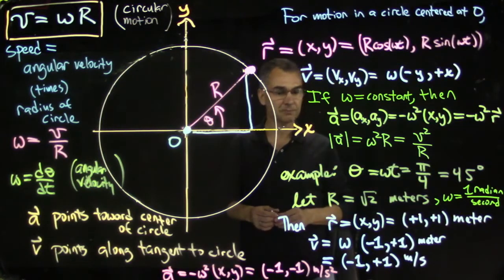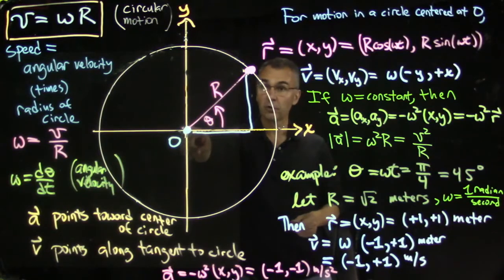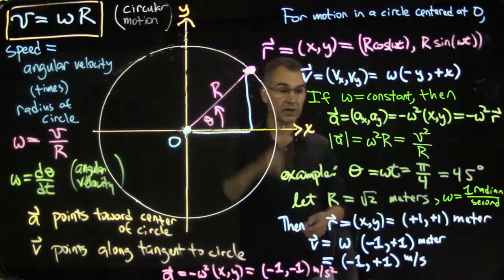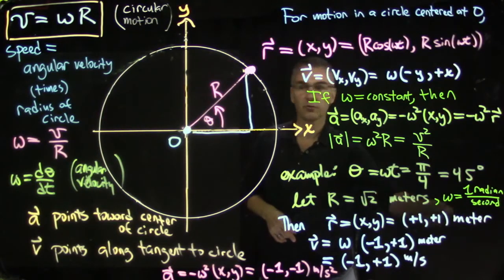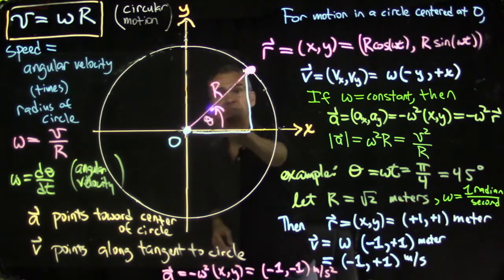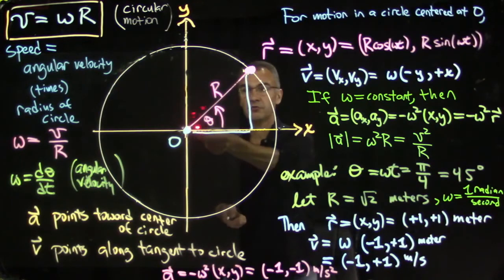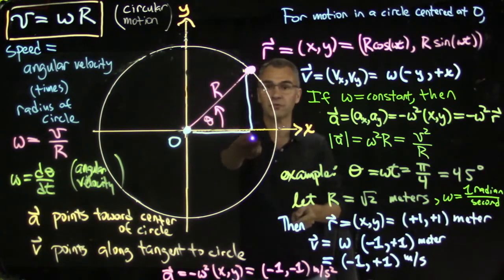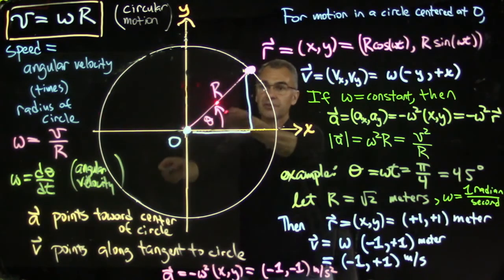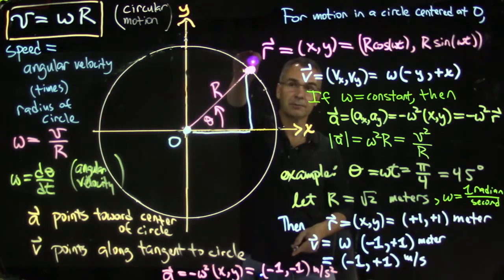We'll see that in a minute. So then the radius vector, which points from the origin to this point x, y, is plus 1 comma plus 1 meter. Well, that makes sense. To get from the origin to this point, it's plus 1 comma plus 1. You see, we move plus 1 in x, and we move plus 1 in y, and that brings us over to plus 1 comma plus 1.